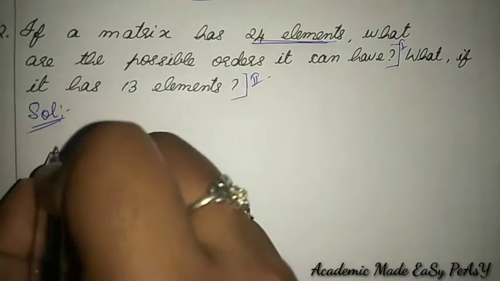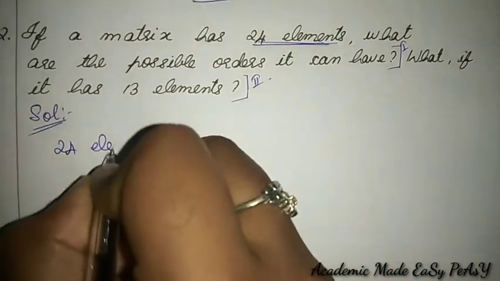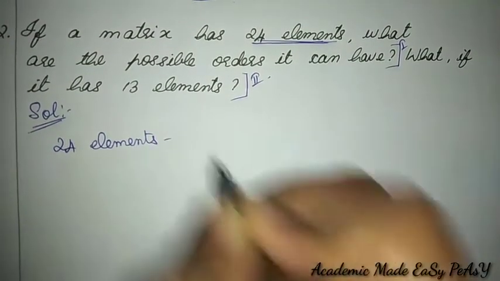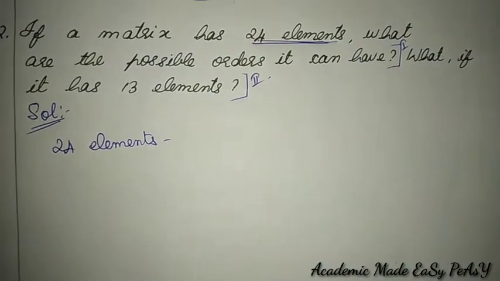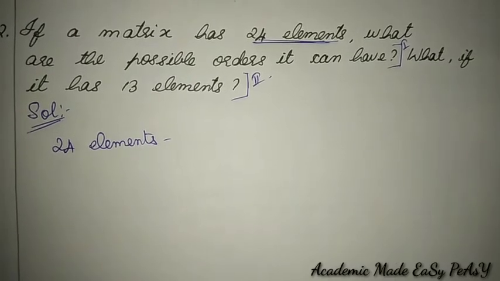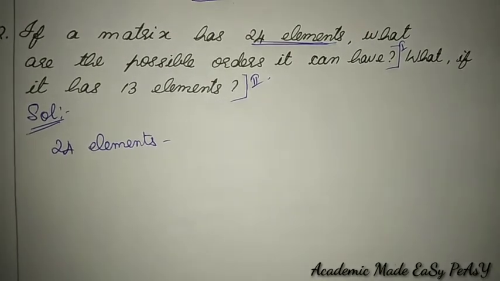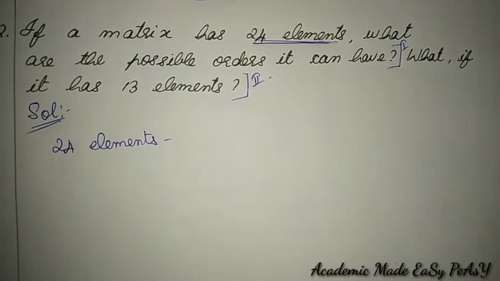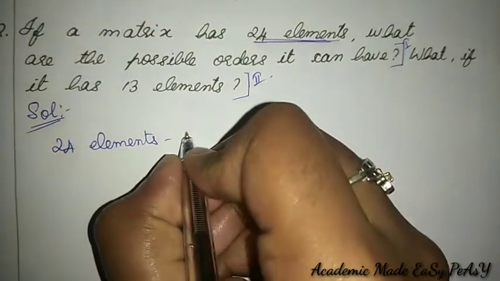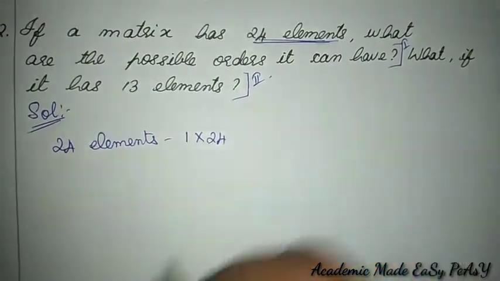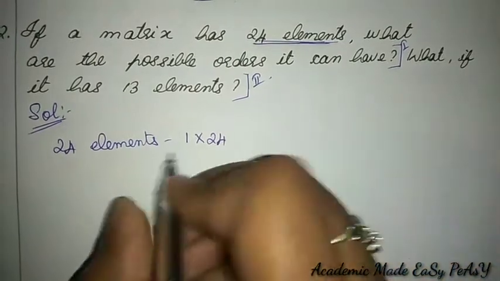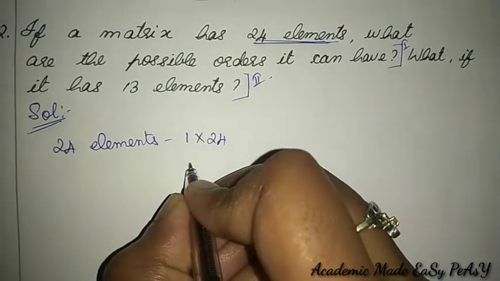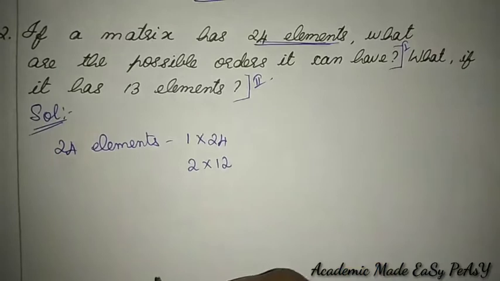So 24 elements in total. What are the possible orders we have to check? If we multiply any two numbers, then we have to get the total number of elements as 24. So in what all tables do we have 24? Let's check first. Let's start from the first table. So 1 into 24 is 24. Next, when we go for the 2 table, 2 into 12 is 24.